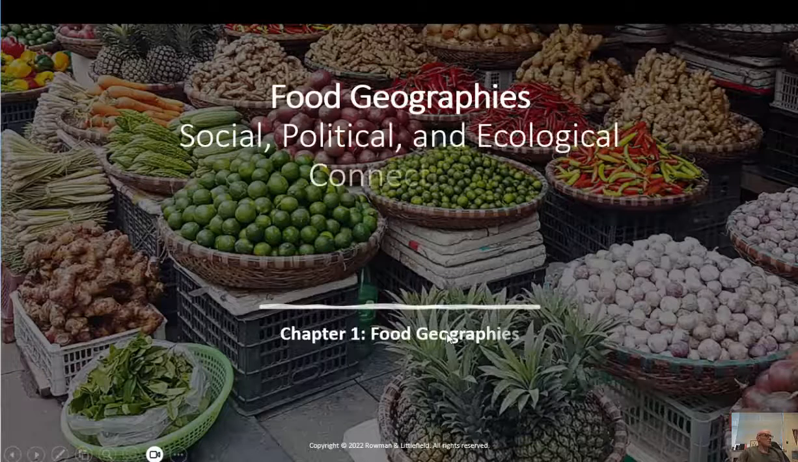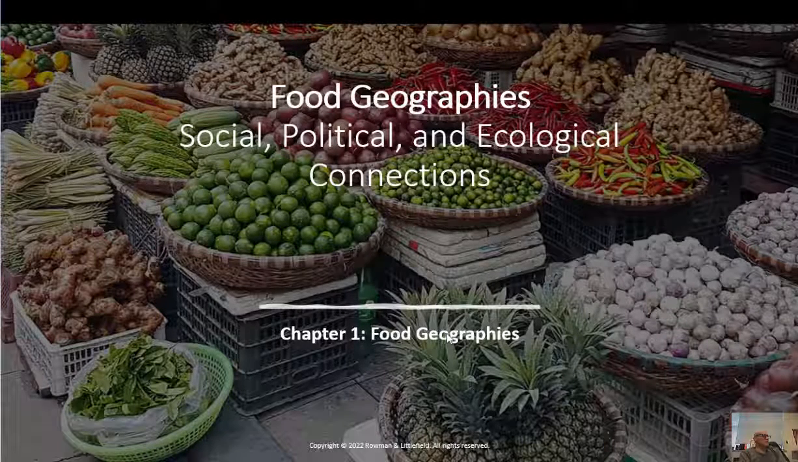Chapter number 1 talks about food geographies, social, political, and ecological connections. In our classes, geography is the study of where phenomena are located. We can see high values near other high values, low values near other low values. And so in this particular class, we're really going to be focusing on the geographical component.